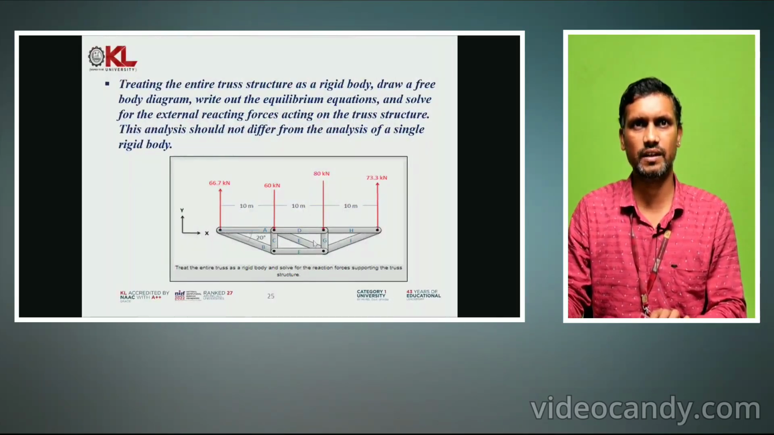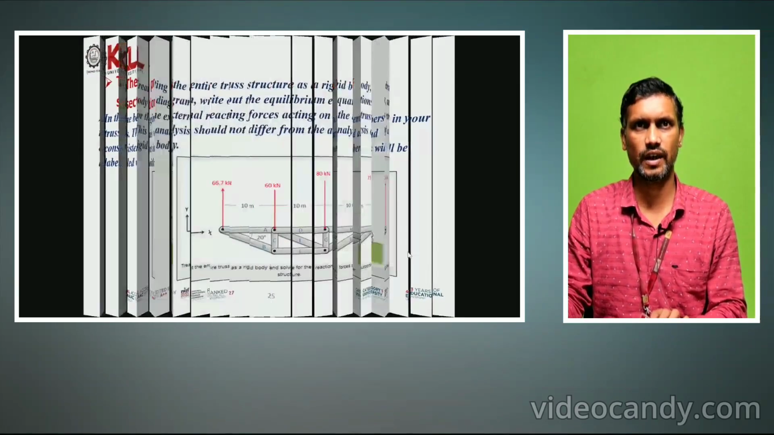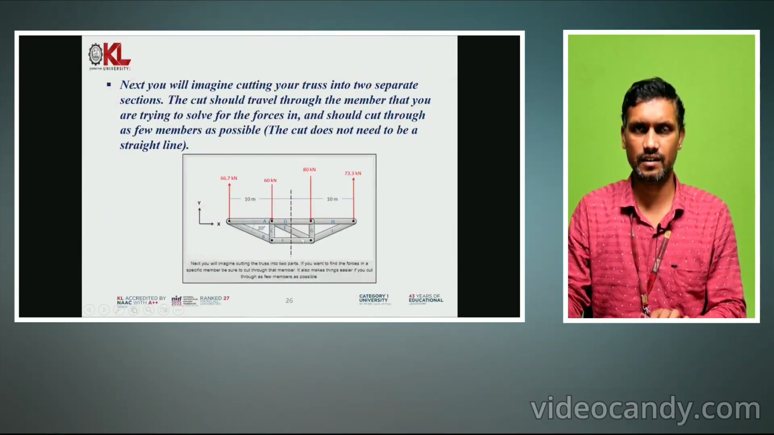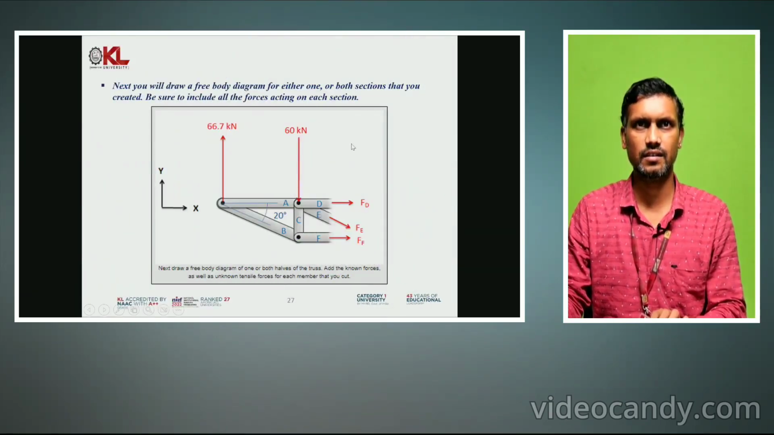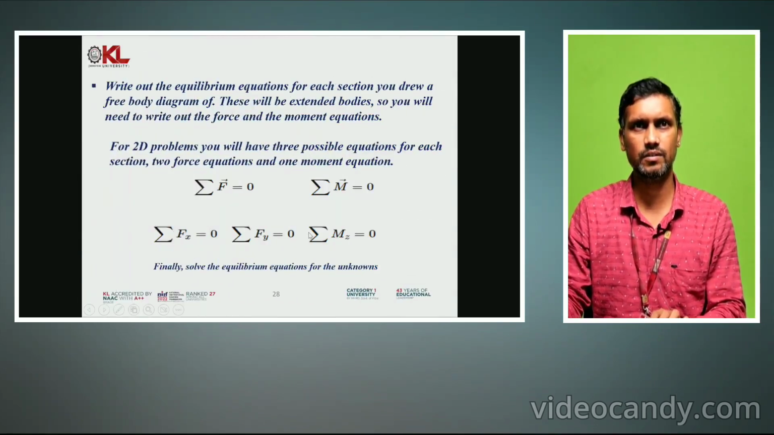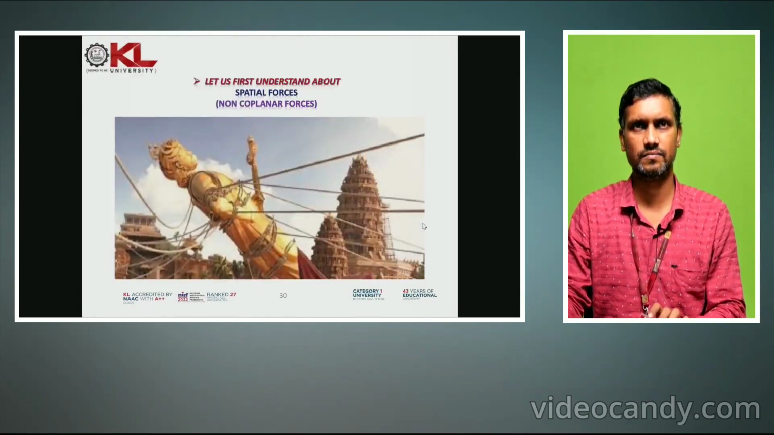Now, same thing: remove supports, apply the reactions, then divide into sections. Okay, this is the section line, the dotted line. Take any section whichever you want, apply the condition of equilibrium: summation of forces in x direction 0, y direction 0, summation of moments 0. Apply all these three equilibriums and then you will get the answer. That is about trusses. Over.